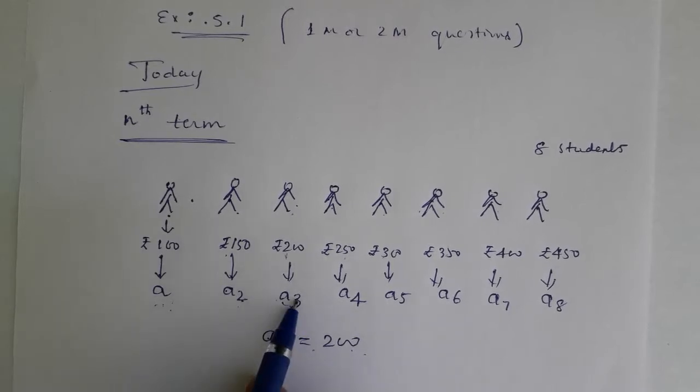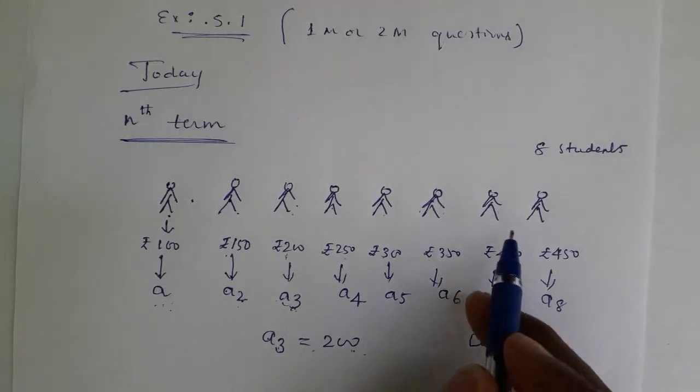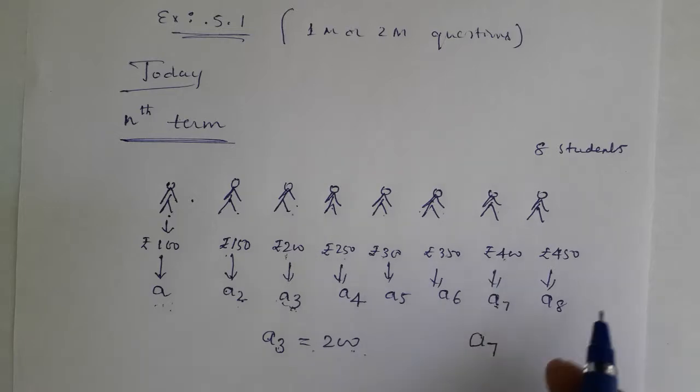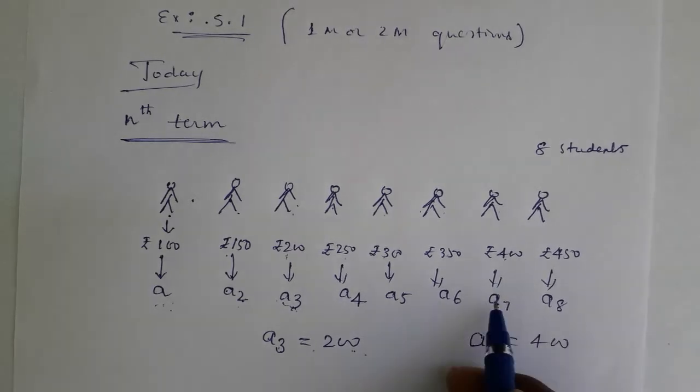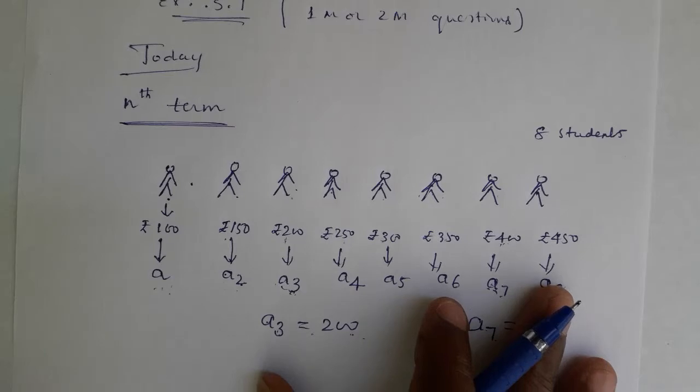Both are same. A3 means the third standing person. How much is he having? He is having 200 rupees. Similarly, when we go to the seventh person, he is called A7. So the seventh person is A7. He is having 400 rupees. So seventh person A7 as well as 400, both are same. A7 is called by his position, 400 is his value. So A7 is equal to 400.